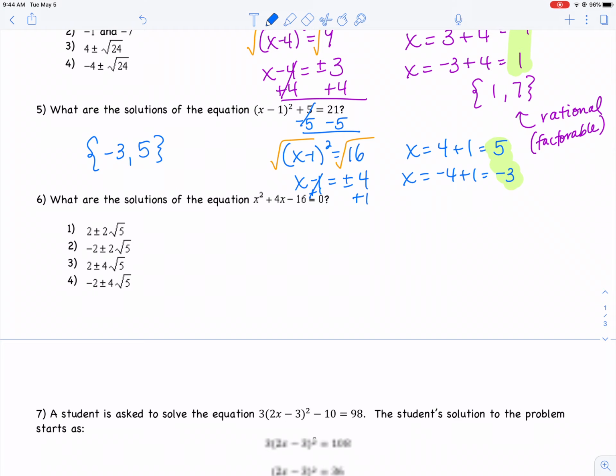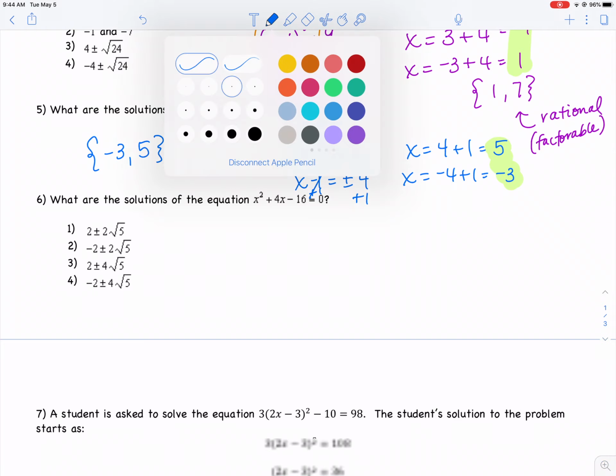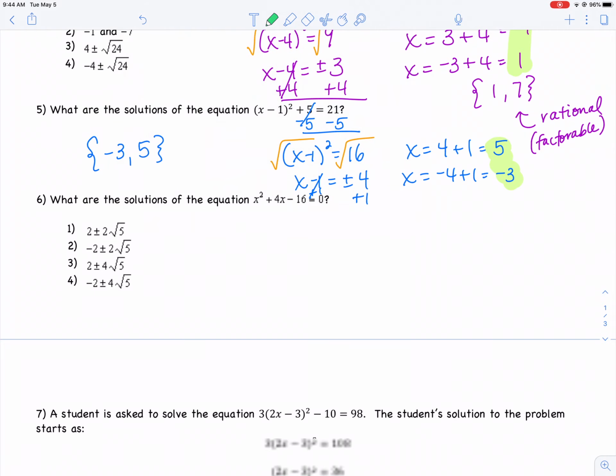Okay, everything changes with number 6. Number 6 is going to change because I want you to see this term. It has the bx term. You can't solve by square root anymore. So you're going to solve the only other way we knew how, which was to complete the square.